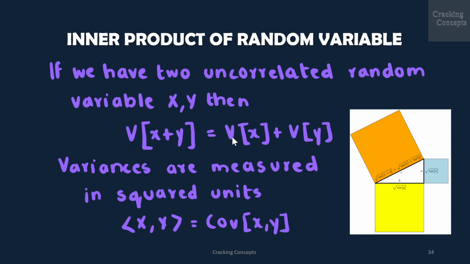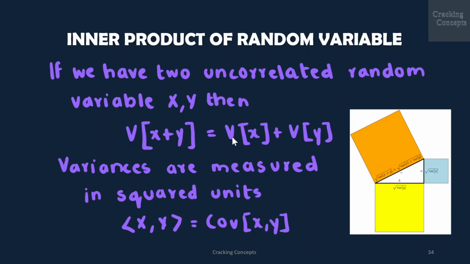Now we look into inner products of random variables. If we have two uncorrelated random variables x and y, then variance of x plus y will be variance of x plus variance of y. Since variances are measured in squared units, this looks very much like the Pythagorean theorem for right angles, where c square is equal to a square plus b square. Now we'll see whether we can find a geometric interpretation of the variance relation of uncorrelated random variables.